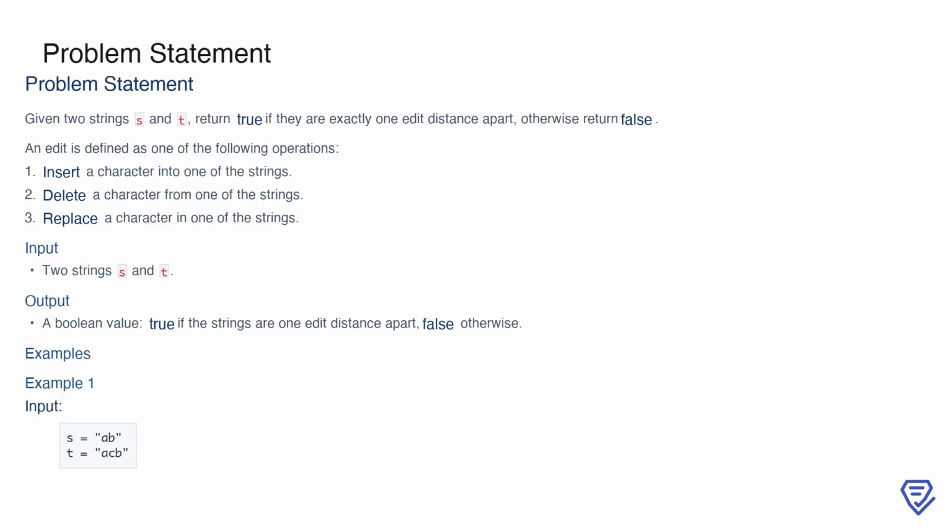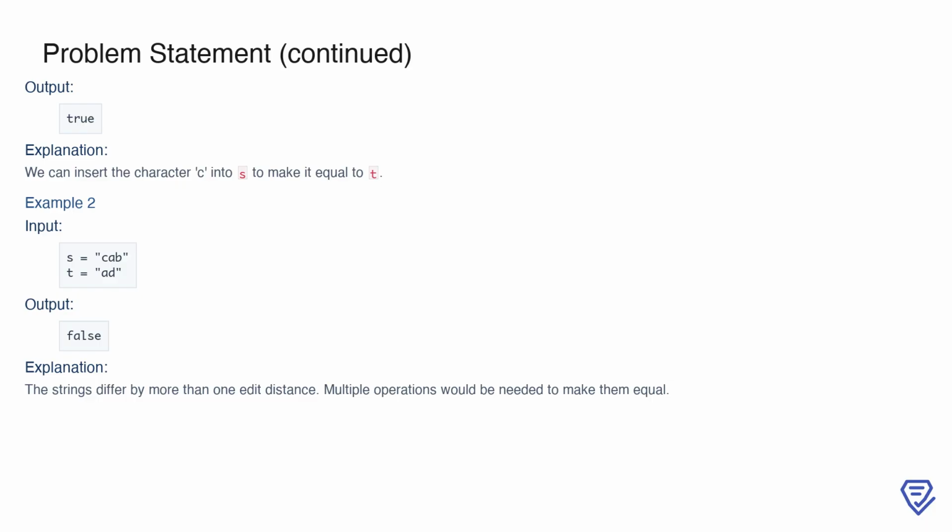Let's look at the first example to understand this better. If S is ab and T is acb, we can insert the character c into S to make it equal to T, so the result in this case would be true. For the next example, we have S as cab and T as add. Here, the output is false because the strings differ by more than one edit distance.